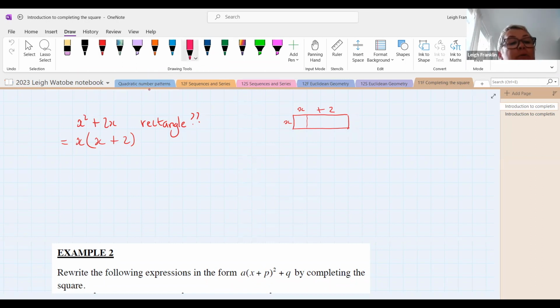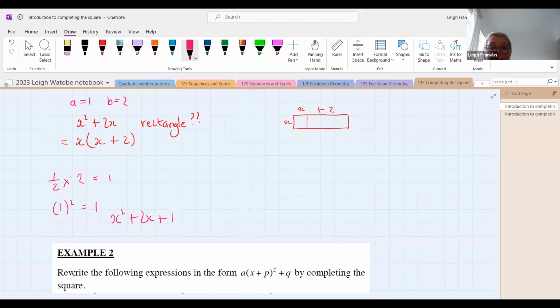We would look at the value of b. Remember, a is equal to 1 and b is equal to 2. I've shown you to take half of the value of b, so half of 2 in this case, which is 1, and then you're going to take 1 and square it. That gives you 1. So for the square to be complete, it's now x squared plus 2x plus 1.